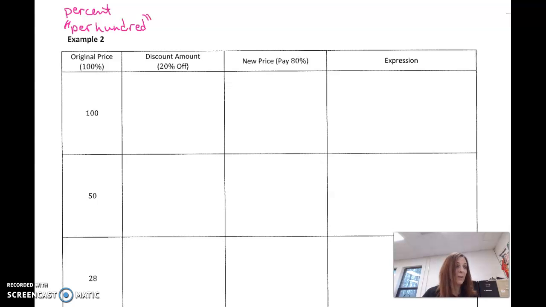Okay, per 100. So my original price, $100, $50, $20, it's 100% of it. Now we're getting a discount here of 20% off. We've talked about discounts a little bit. So I want you to remember that 20% means 20 per 100, 20 hundredths. And remember how we worked on changing a fraction into a decimal? 20 hundredths would mean we could write 20 tenths hundredth spot, or 2 tenths. 20 hundredths or 2 tenths are the same.